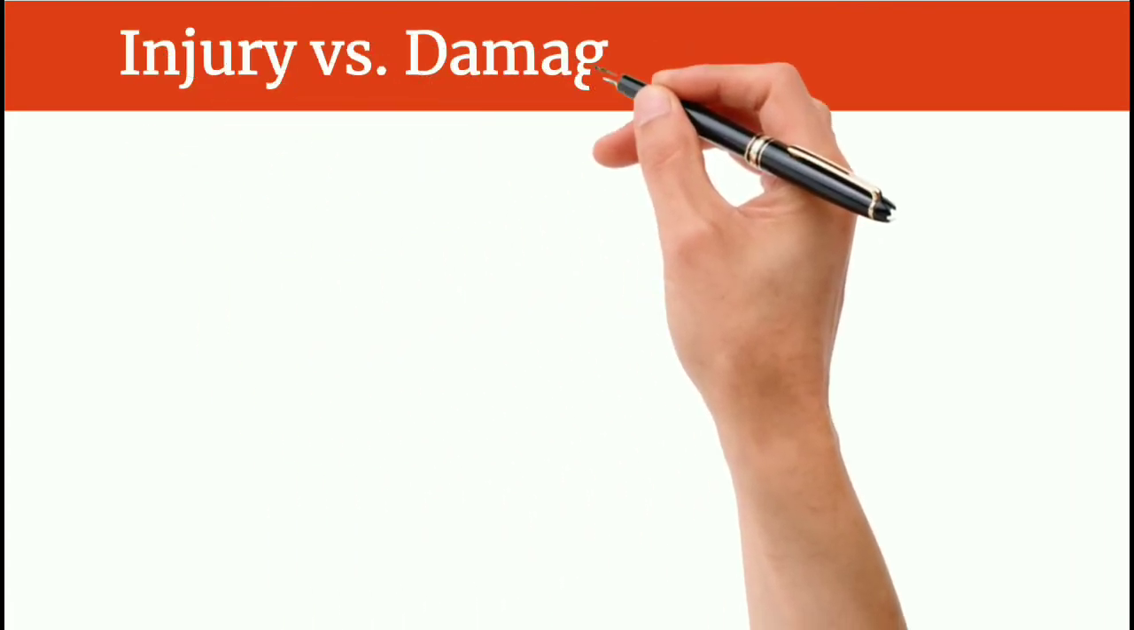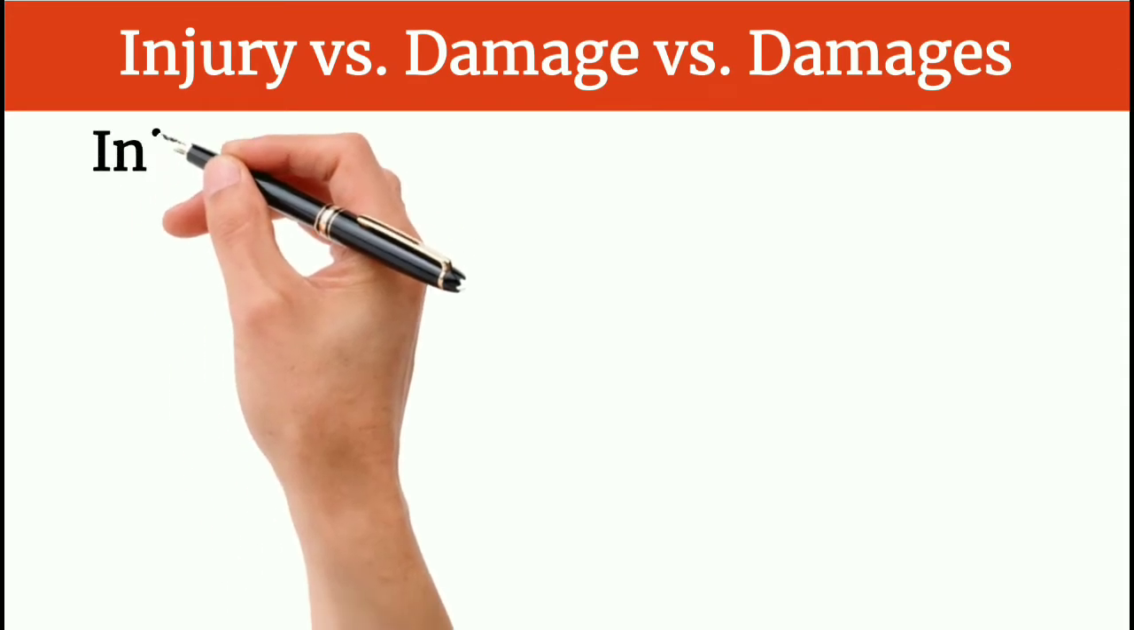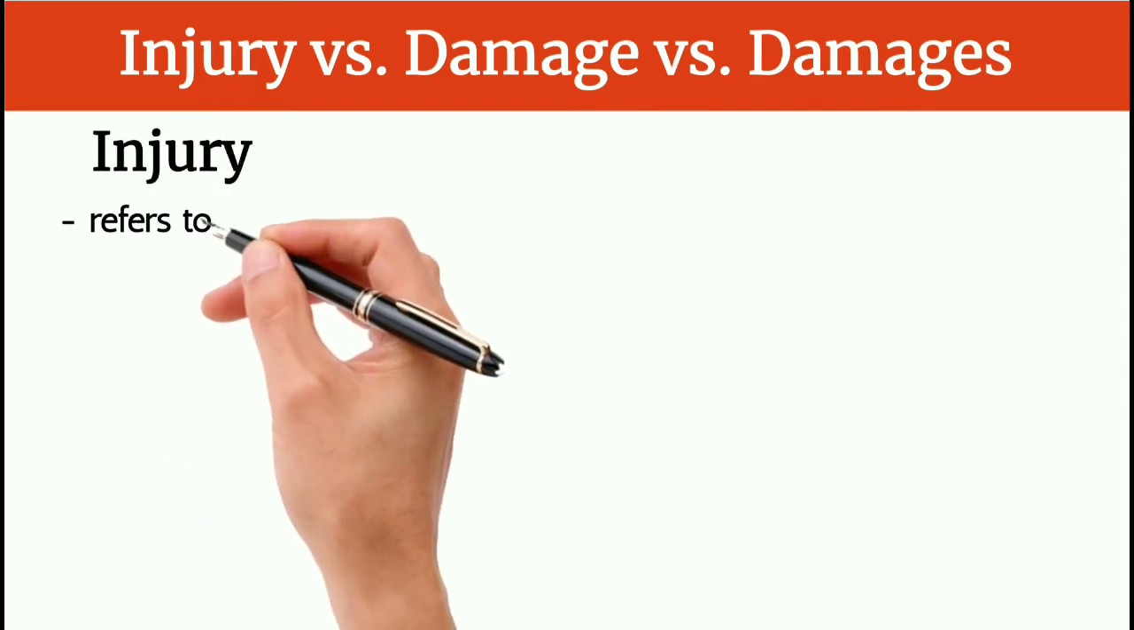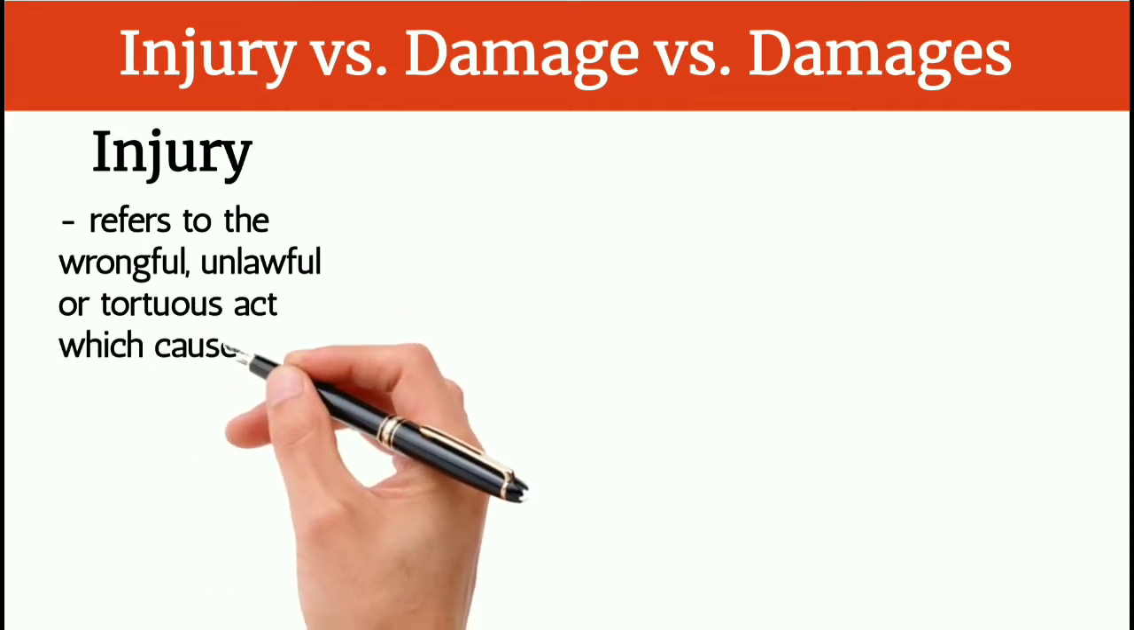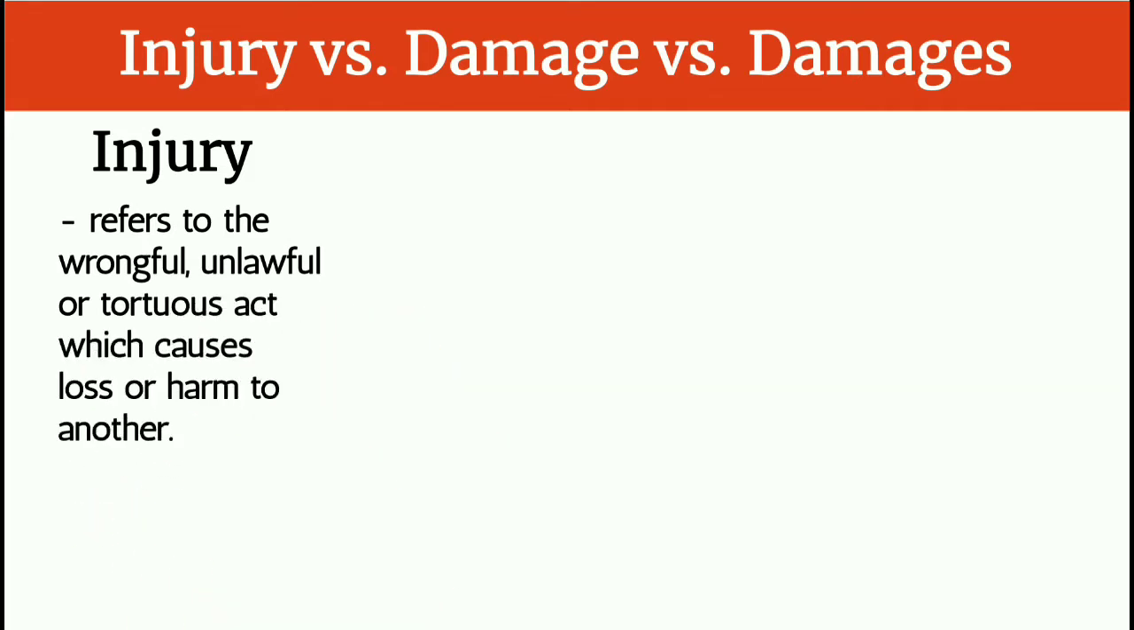Let's start with the difference among injury, damage, and damages. When we say injury, this is the wrongful, unlawful, or tortious act which causes loss or harm to another. In other words, this is the cause why others suffer loss or harm. Without this, others would not suffer loss or harm.